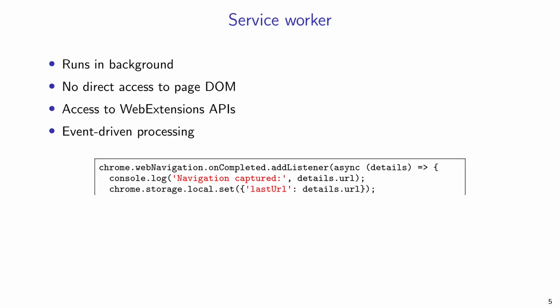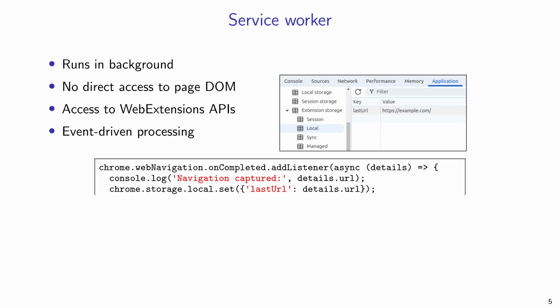The storage API can be used to store data in a way that persists across sessions and is accessible from different parts of the extension. For instance, it can be accessed by the service worker, content scripts, pop-up pages, and also other pages of the extension. We can inspect the storage data under the Application menu in DevTools.